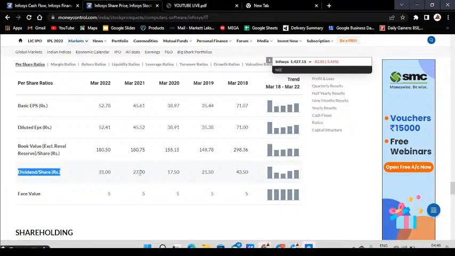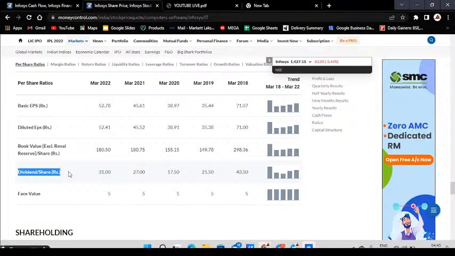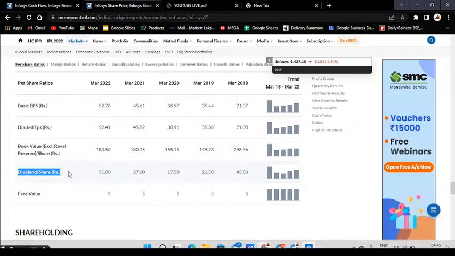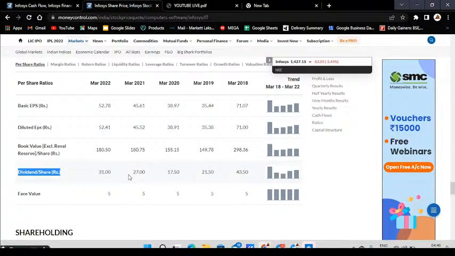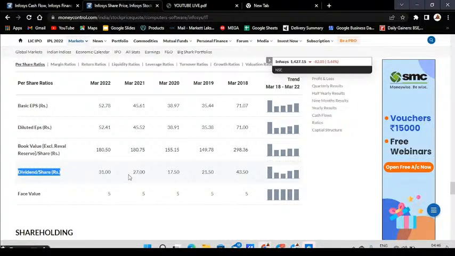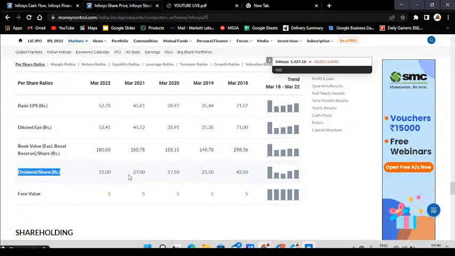Show you some financial ratios, and here you have the dividend in rupees. Earlier we have seen it was dividend yield, not the dividend. It was the percentage. In March 2022, dividend can be given quarterly or yearly, depends on the company's policy or the company's sales or company's profit.